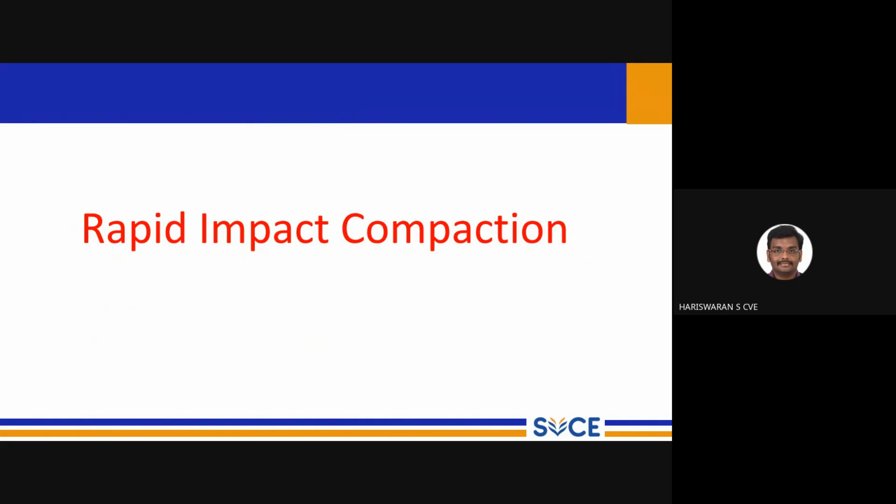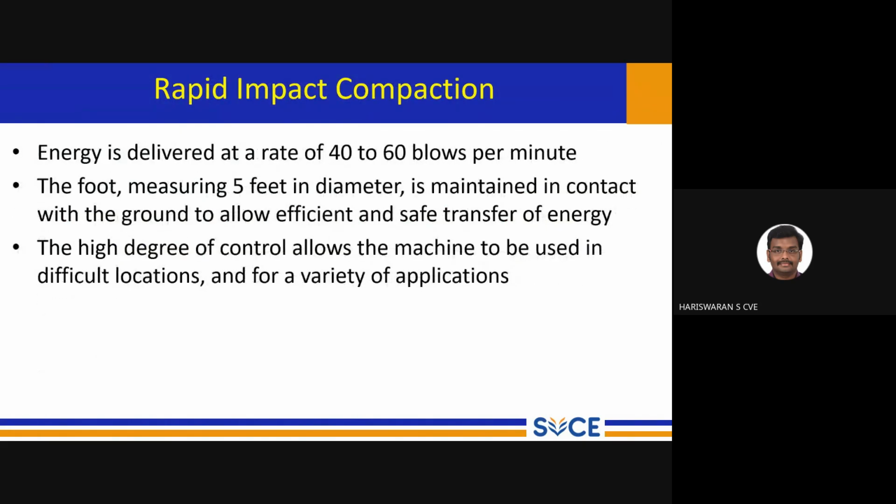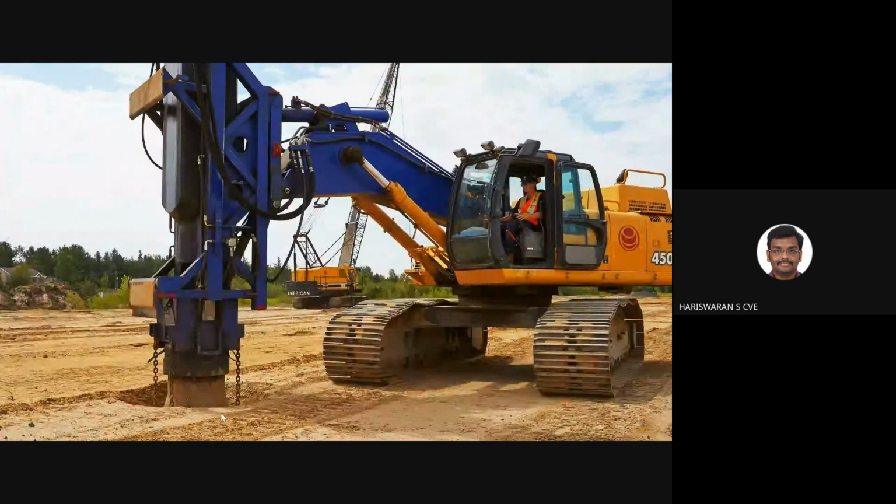Then rapid impact compaction: the same, a load will be repeatedly applied many times, that is why we call it rapid. You can see this energy is delivered at a rate of 40 to 60 blows per minute, right? The foot of 5 feet diameter is maintained in contact with the ground to allow eccentric and safe transfer of energy. The high degree of control allows the machine to be used in difficult locations and for a variety of applications. You can see, same load, higher diameter, but repeated energy is given in a particular area, making the soil compact in a good way.